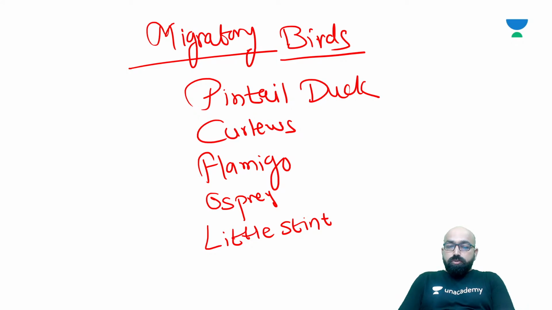So, friends, the smallest migratory bird, the little stint, weighs as low as 15 grams. From the Arctic region, they travel over 8,000 kilometers to reach India.